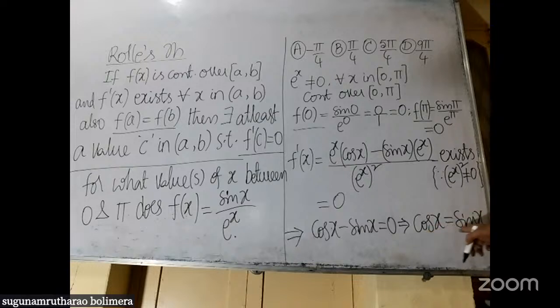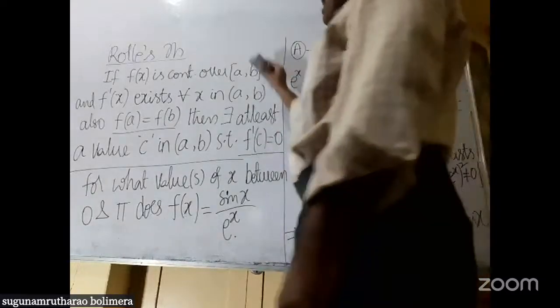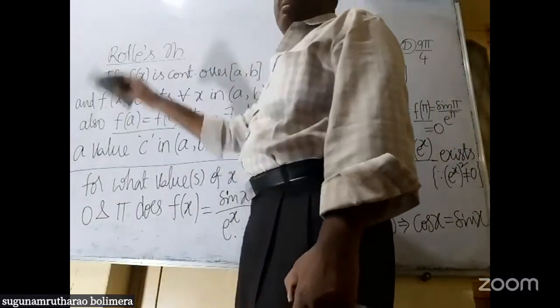Now tell me for what value of x between them is it satisfying? Is it minus pi by 4, pi by 4, 5 pi by 4, 9 pi by 4? Yes, tell me quick.